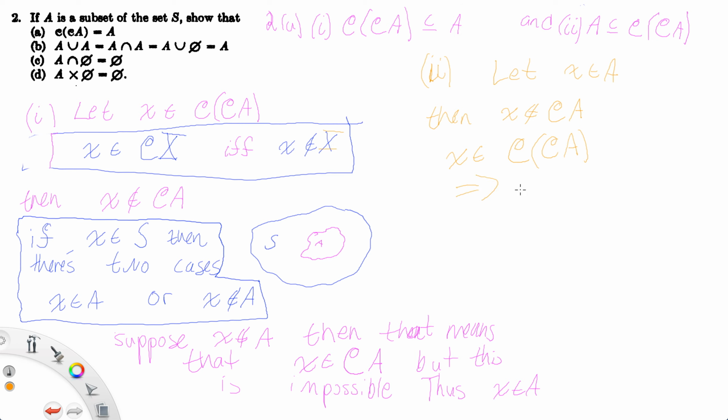Which implies that A is a subset of the complement of the complement of A, because we just showed that if x lies in A, then it must also lie in the complement of the complement of A. And that means we're finished. We just showed that the two sets we care about, on the left and right side of the equal sign, are subsets of each other.